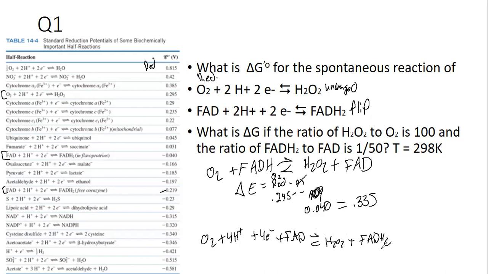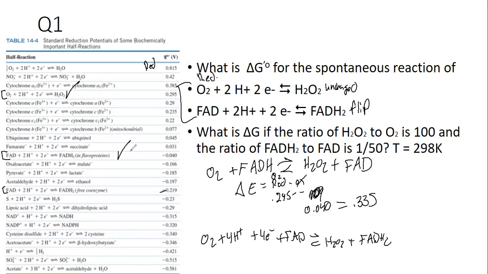So whenever you do a redox reaction, you always start with reduction potentials. And you always have to flip one of them, and then combine them. Because if you don't flip one of those, it's not a redox reaction anymore. So the question is, what am I flipping? Am I flipping oxygen or am I flipping FAD?